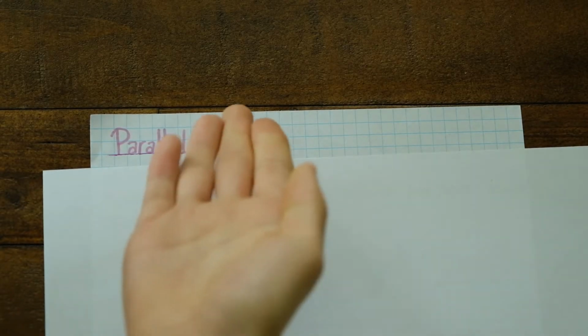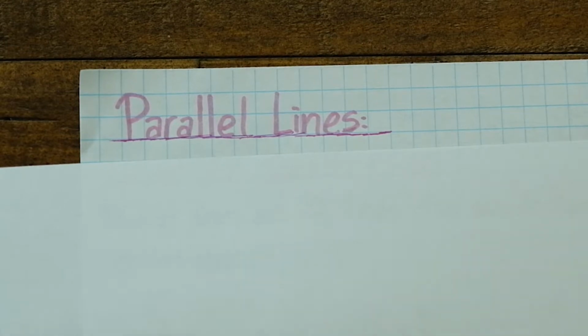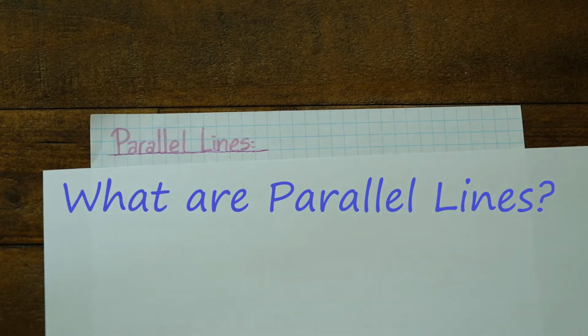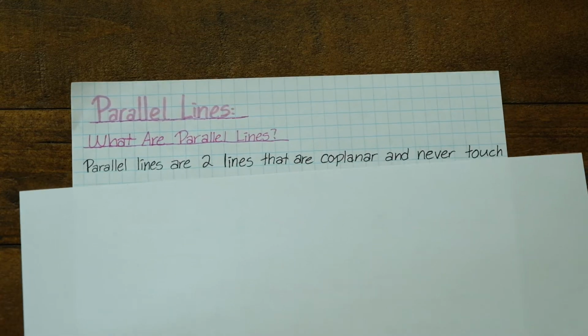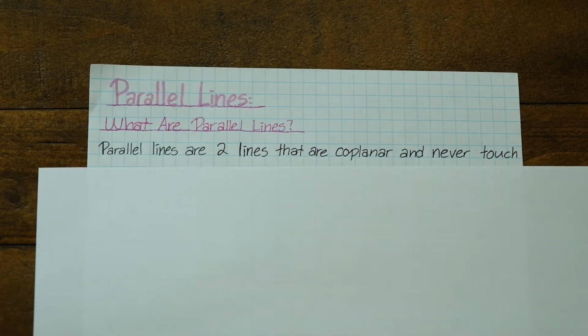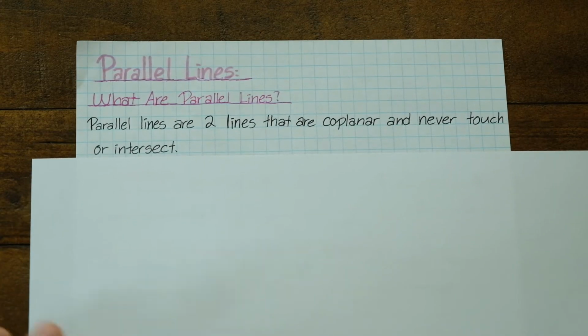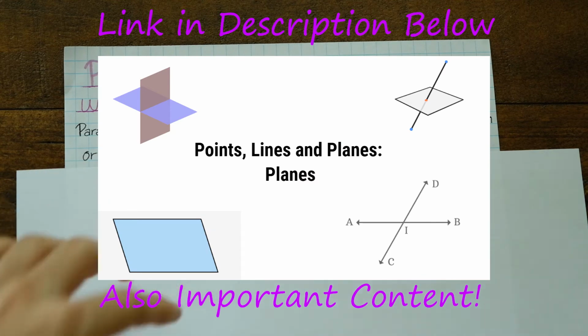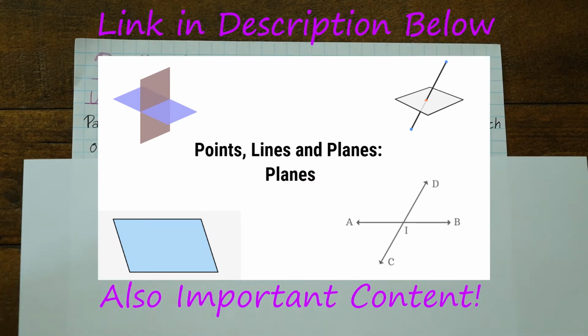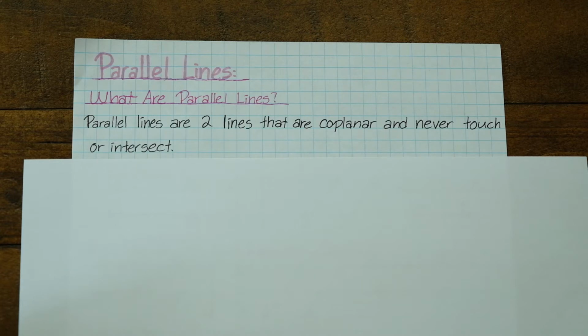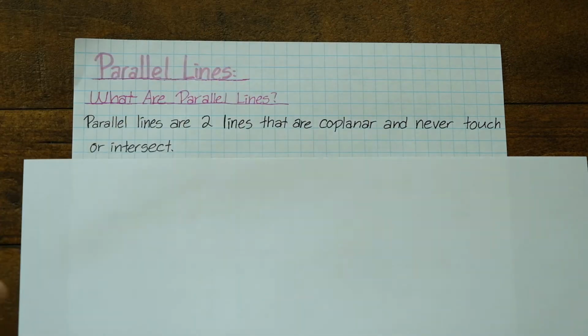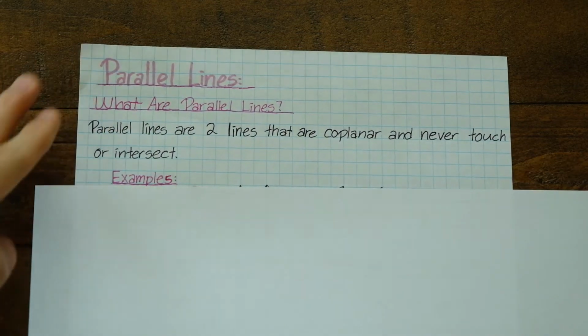So, as you can see, today's topic is parallel lines. You may be asking, what is a parallel line? Parallel lines are two lines that are coplanar and they never touch or intersect. I talked about intersecting lines and intersections in general in my first plane video. You can go check that out. I will also link that down below. Shameless plug, but if you don't know the basics, go watch it because you will definitely need it.